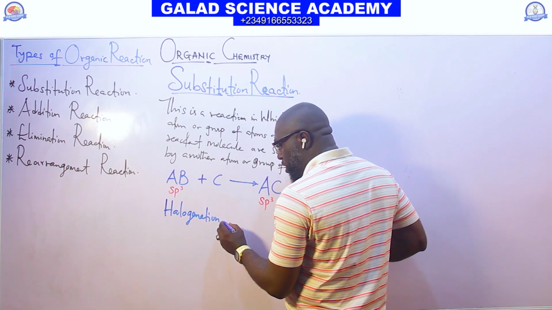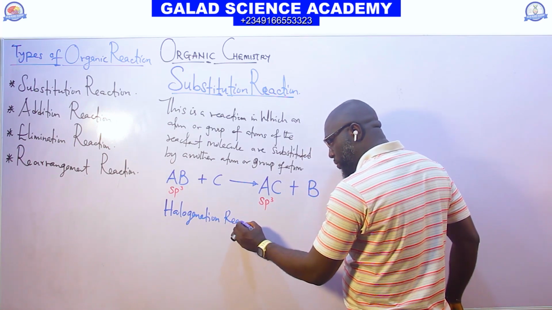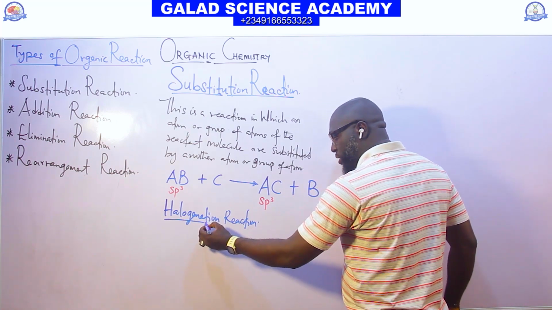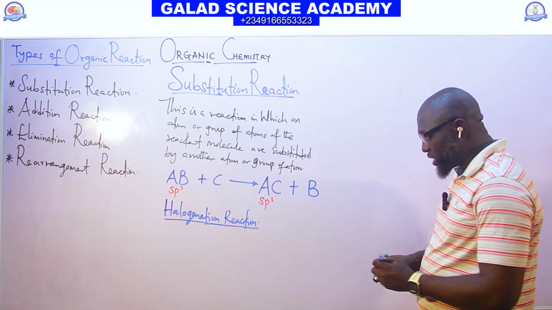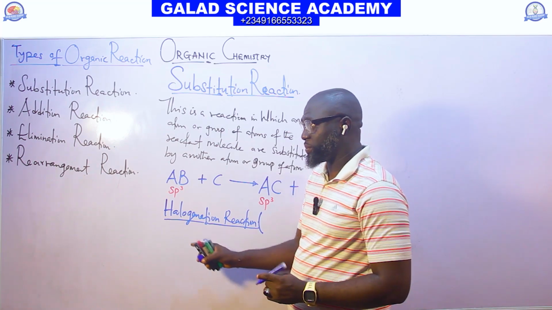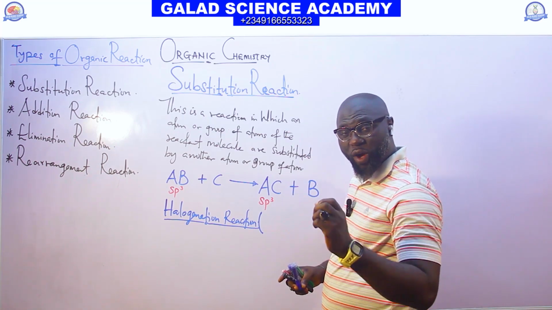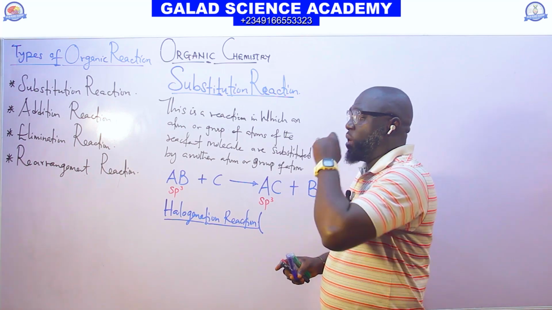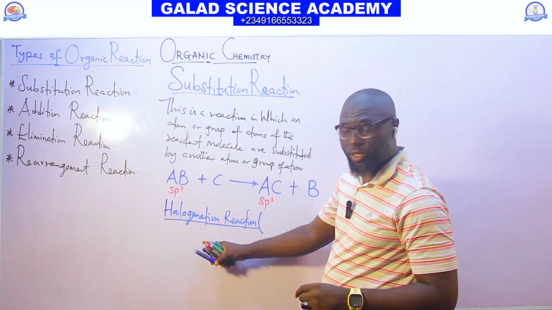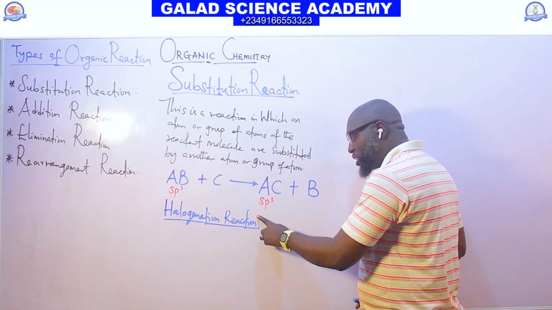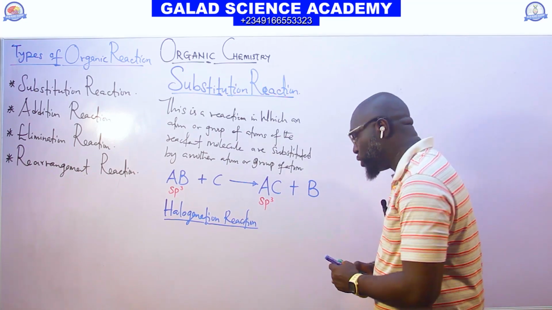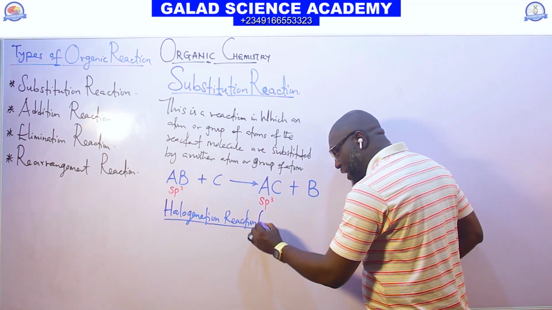Halogenation reaction. Please, what is halogenation reaction? The word halogenation reaction simply means the addition of halogen into a compound. We call it halogenation reaction. Once again, halogenation reaction is the addition of halogen.